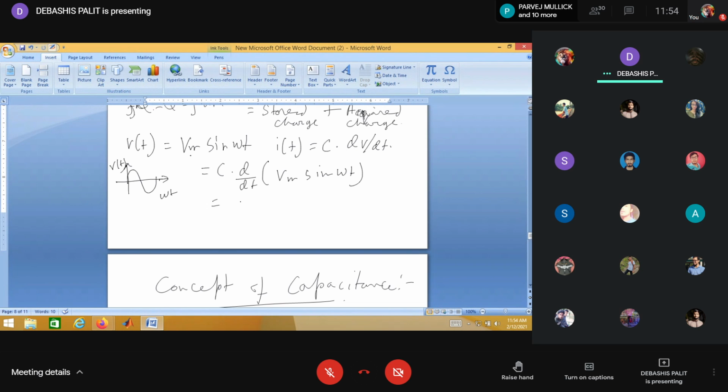So here, C Vm cos omega t, that is C into Vm cos omega t into omega. So actually that is Vm divided by 1 by omega C, into sine of omega t plus pi by 2.